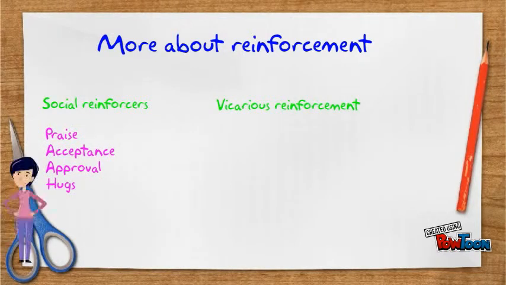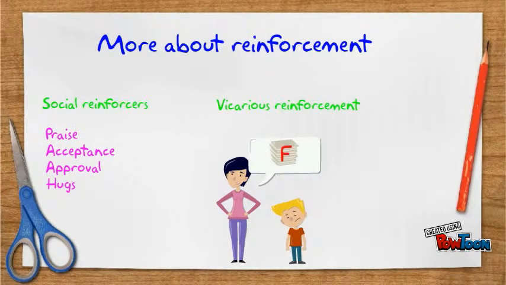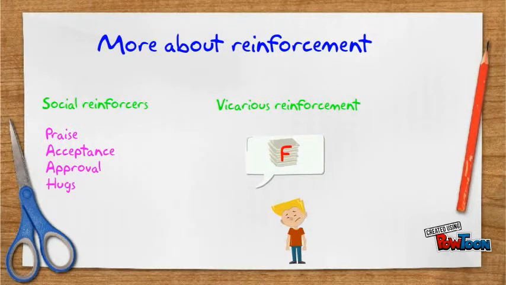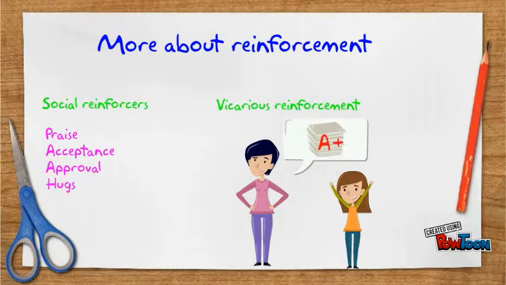More about reinforcement. There are two types, social reinforcers and vicarious reinforcers. Social reinforcers are positive and negative reinforcement received from somebody else. Vicarious reinforcers are where reinforcement is experienced by someone else and has a reinforcing effect on your own behavior.